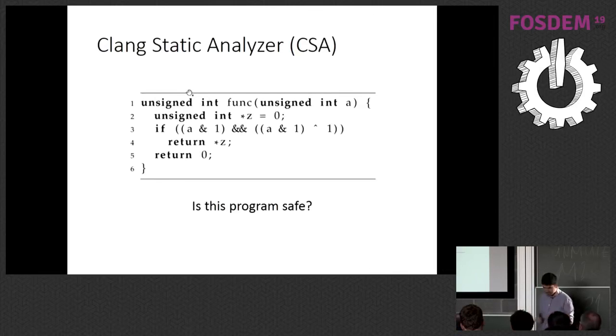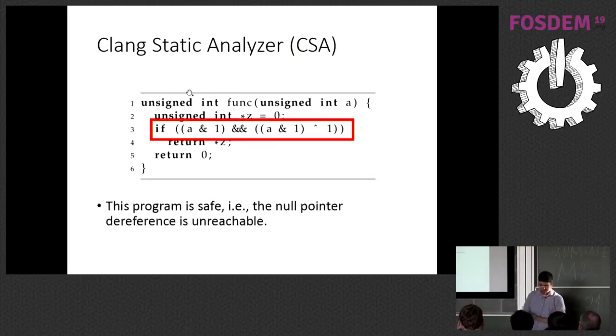Surprisingly enough, this program is safe because this is never true. We are just selecting the first bit of A and selecting an inverted in, so it's always false. It's fragile, I agree with you guys. It's something that you don't want to have in your program, but it's safe.